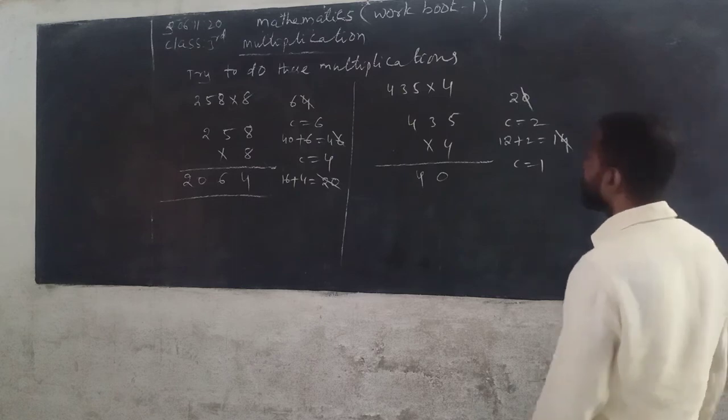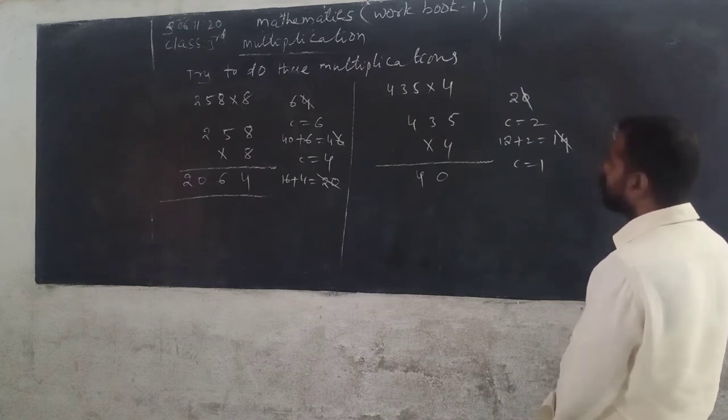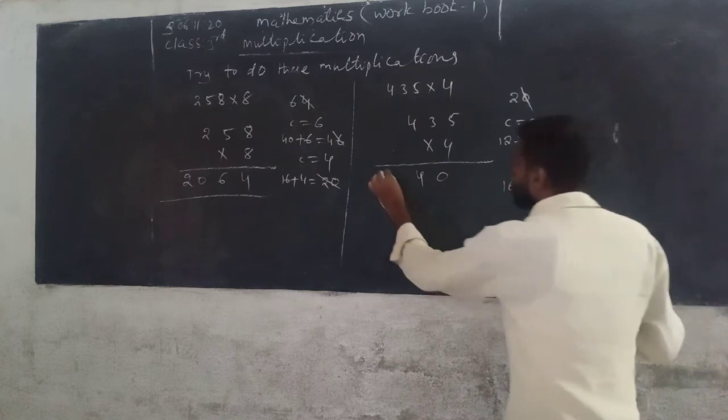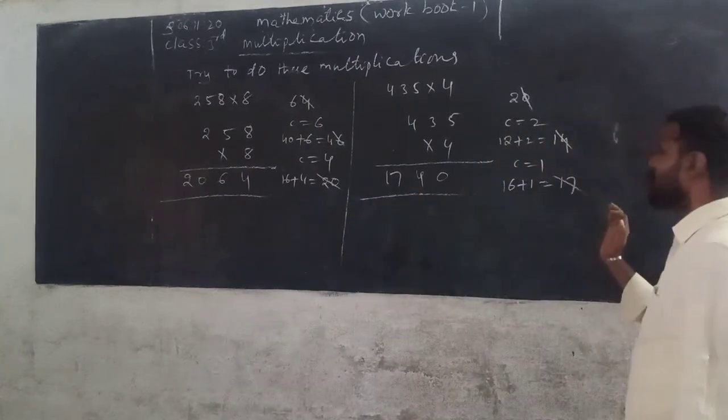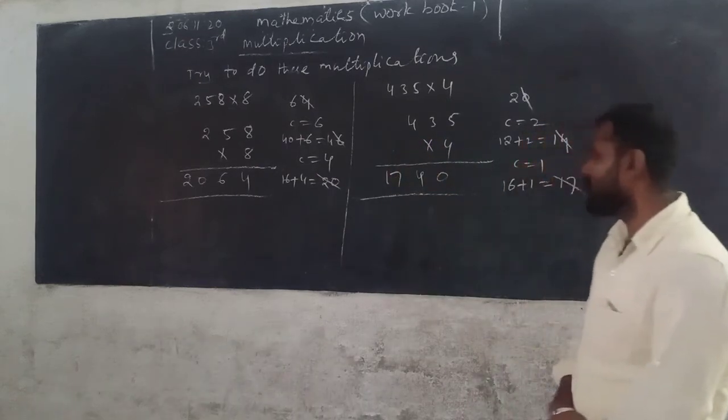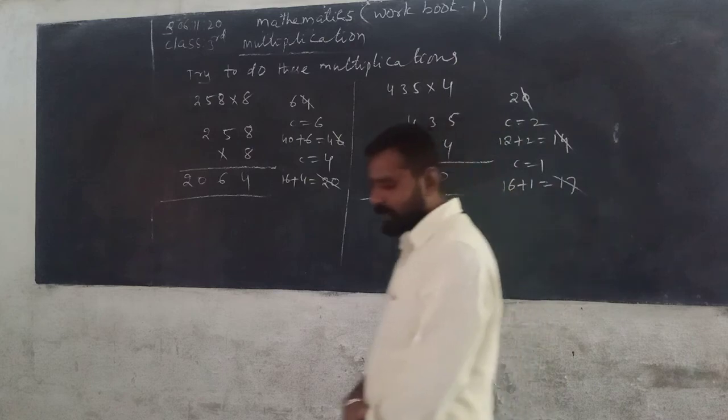Now here next we multiply the digits in hundreds place, that is 4 with 4. 4 4s are 16. 1 is added to 16, you can get 17. You can write 17 in hundreds column of the product. Then product is equals to 1740.